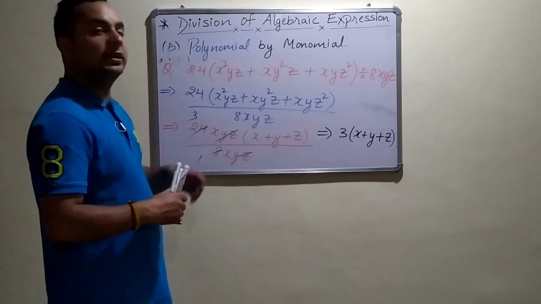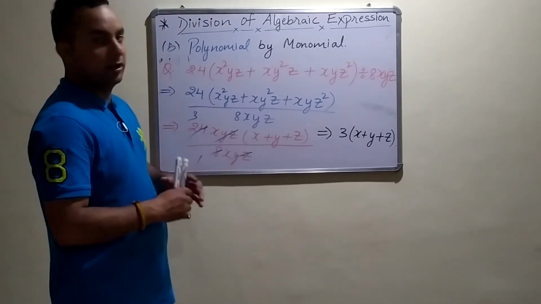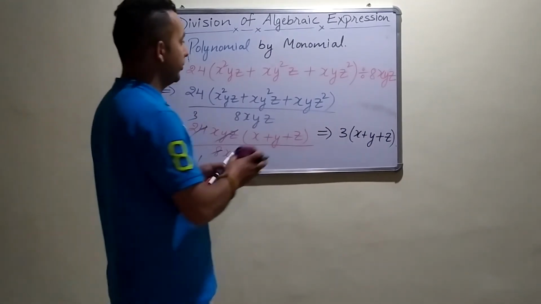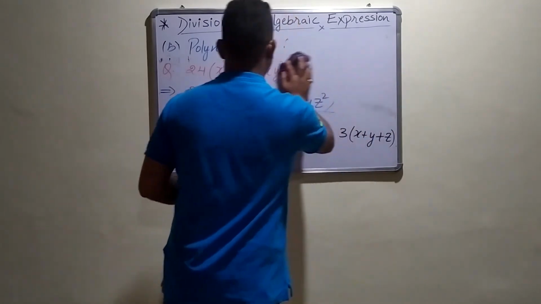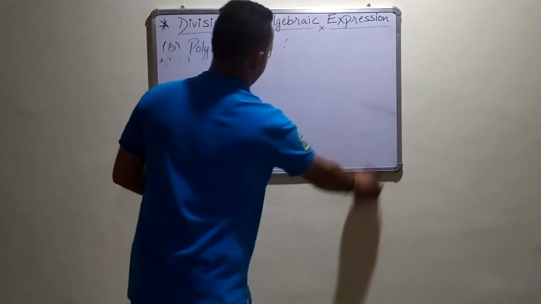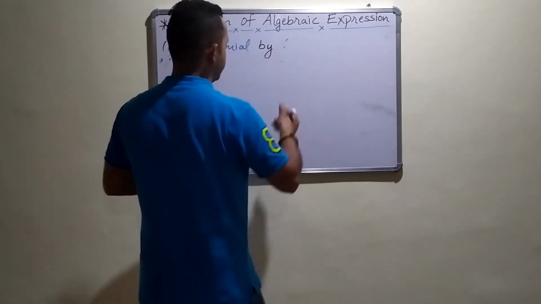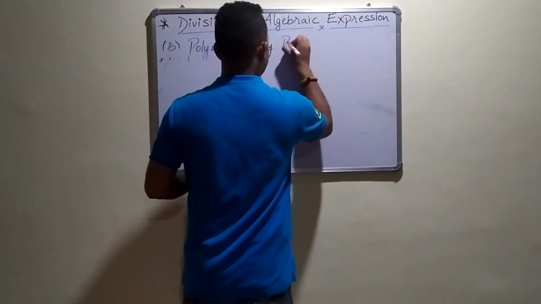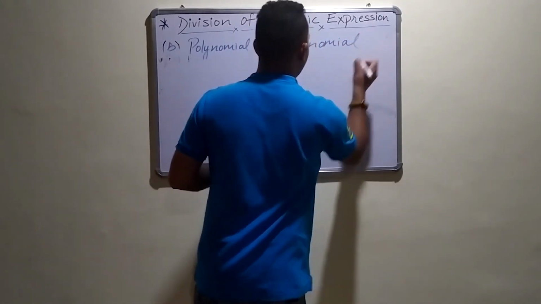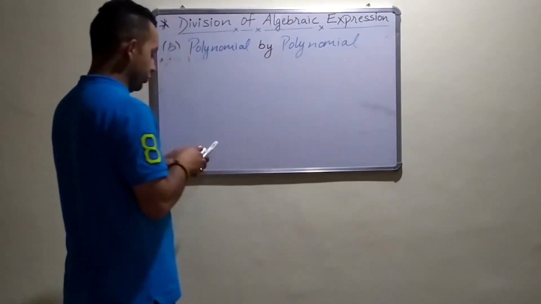Okay class, now we are left with the last topic of this chapter, and the last topic is division of polynomial by polynomial.